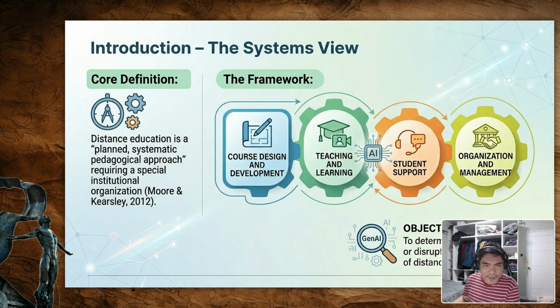To understand the AI's impact, we must first look through the lens of systems theory. As Michael Moore and Greg Kearsley famously stated in 2012, distance education is not just a teacher talking to a camera. It is a complex system. It relies on the synergy of four distinct subsystems: core design, teaching, learning, student support, and organization. Today, we will ask a critical question: does GenAI enhance the intentionality of the system, or does it risk turning our carefully planned pedagogy into a reactive, automated process?